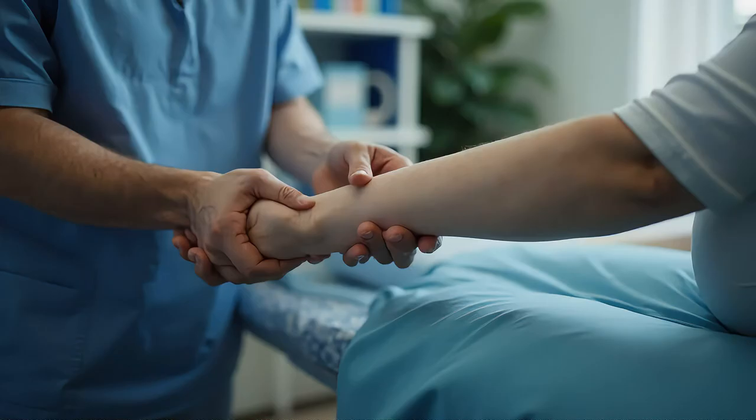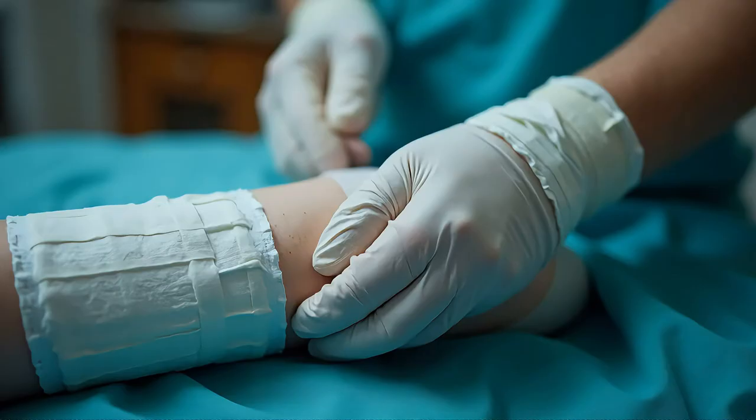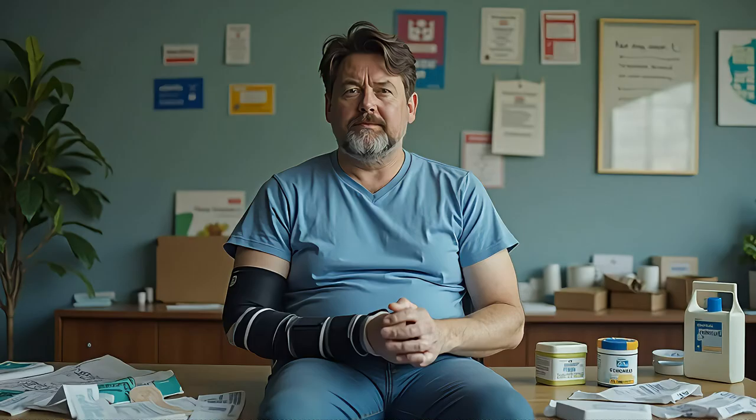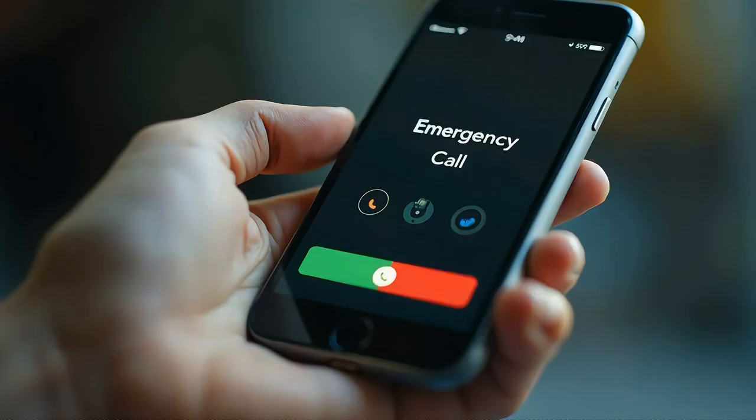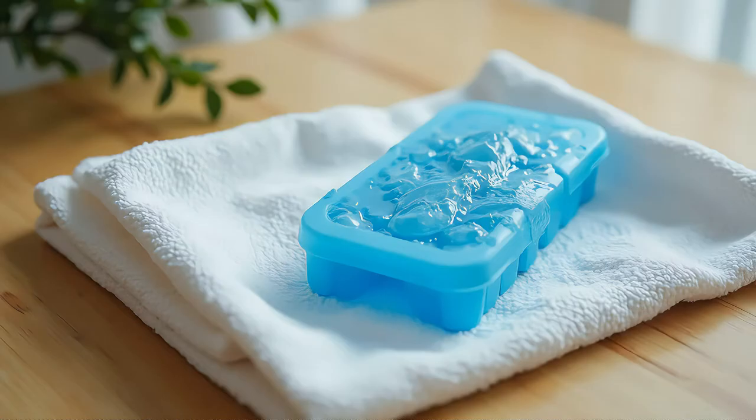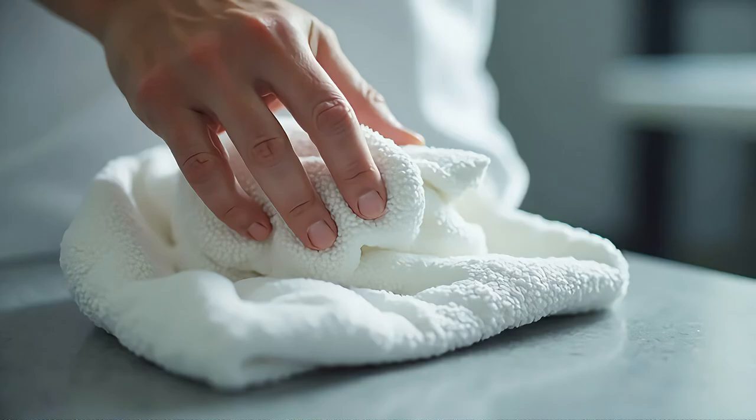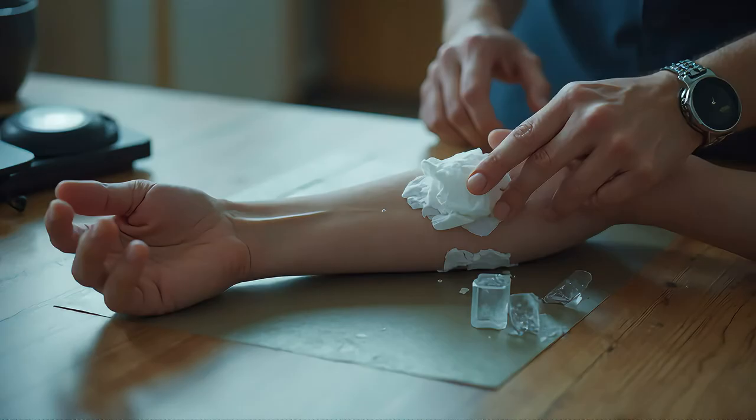4. Avoid moving the broken bone. Do not attempt to realign the bone or push it back into place. Moving the bone may cause further damage. 5. Reduce pain and swelling. Apply cold compresses or an ice pack wrapped in a clean cloth to the injured area. This helps minimize swelling and relieve pain.